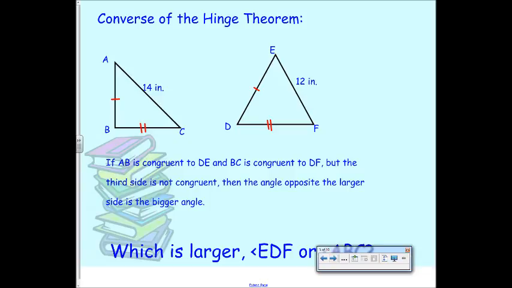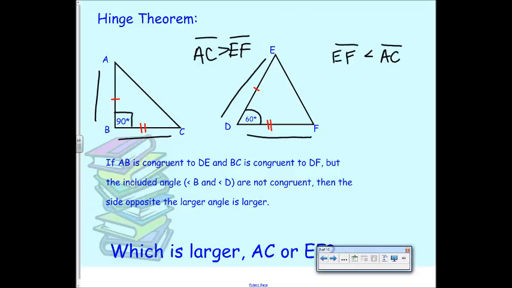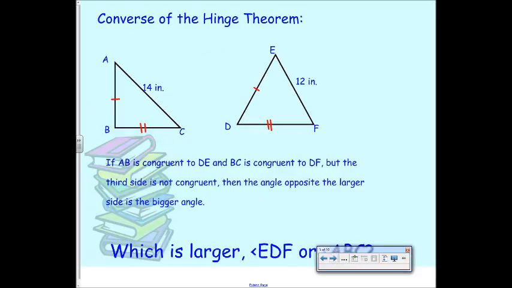We also have the converse of the Hinge theorem. What does converse mean? Flip it. So if the Hinge theorem says the one across from the bigger angle is the bigger side, what do you think the converse says? If one has the bigger side, then that has the bigger angle. Good. So in this case, which angle would be bigger, B or D? B would have to be bigger. Why? Because this side is bigger. This side is 14, so B is across from that side, and this side is 12, so D is across from that side. So angle B has to be bigger than angle D.